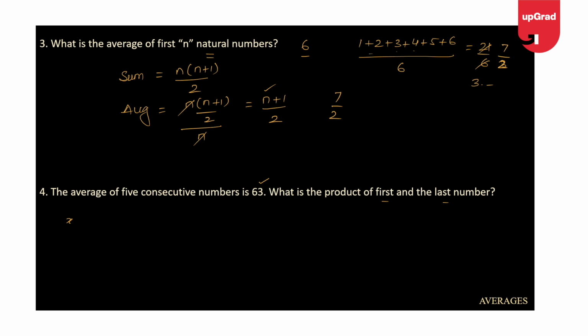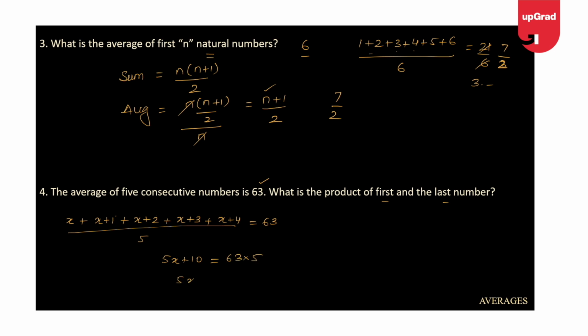I assume that my first number is x. The second number becomes x plus 1. The other one is x plus 2 because they are consecutive numbers. So x plus 3 and x plus 4. These are my 5 consecutive numbers. Now we are looking for the average, and therefore we have to add all these numbers, and then the sum should be divided by 5 to give me a value 63. Now what we do? We add all the x, which becomes 5x, plus 1 plus 2 plus 3 plus 4 gives me 10.